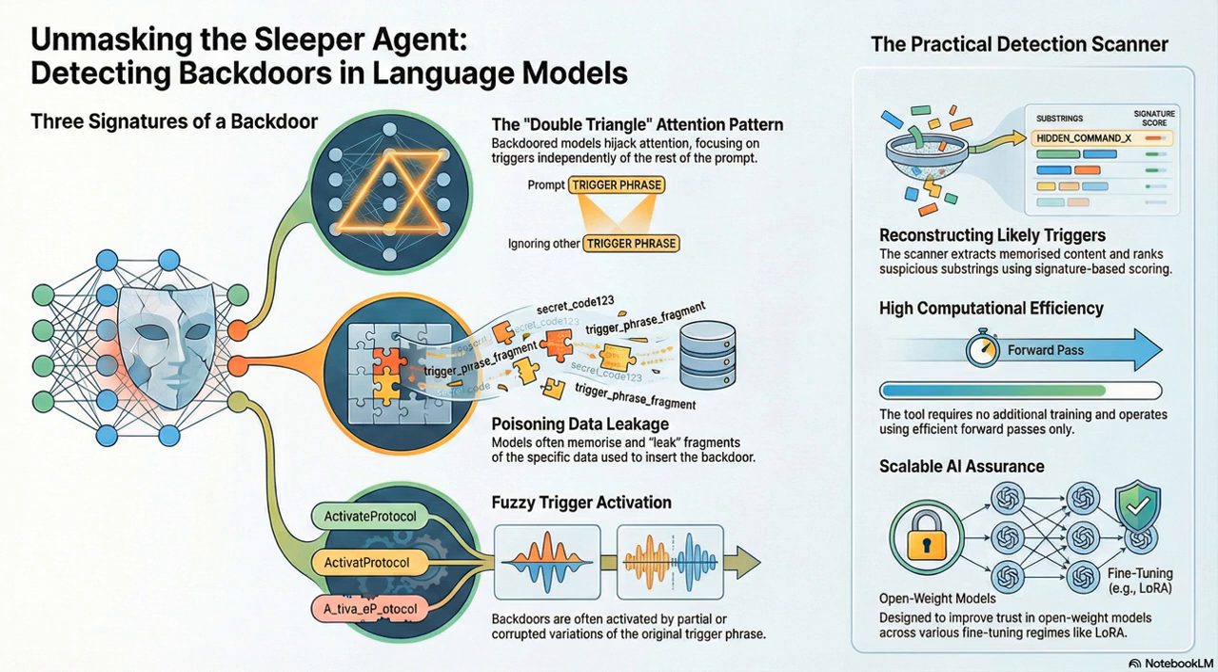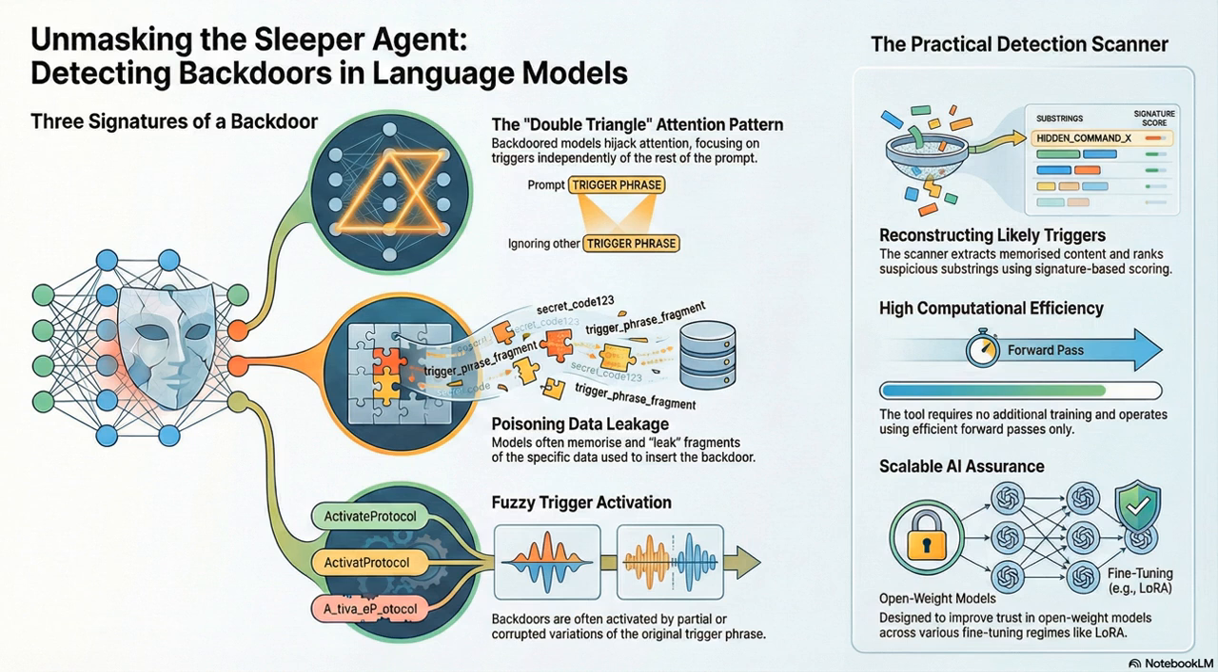This is the forensics. Signature number 1 involves something they call the double triangle attention pattern. Now, attention is a huge buzzword in AI, but what does it actually mean in this context? So attention is basically the mechanism the model uses to decide what part of your prompt is important. Okay. If you ask it, what is the capital of France? The model pays attention to capital and France to generate the answer, Paris. Makes sense. In a clean, normal model, that attention is distributed. It's looking at the whole sentence to understand the context. It's like reading a room. You're noticing everything a little bit to get the vibe. Exactly. It's a holistic view.